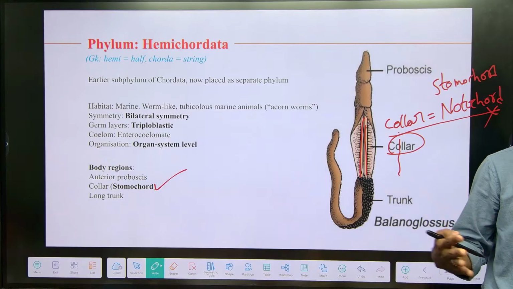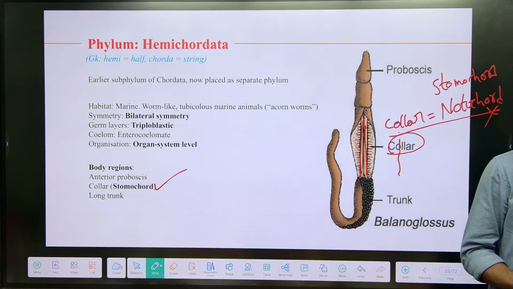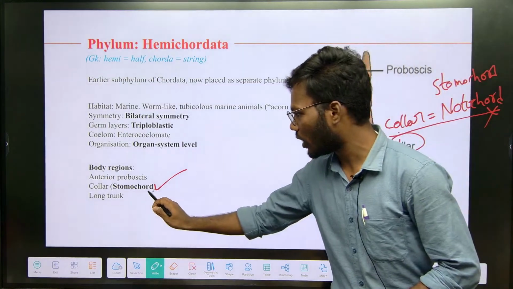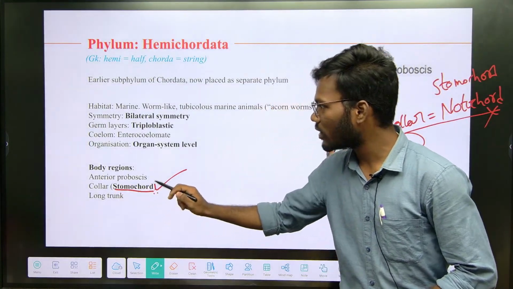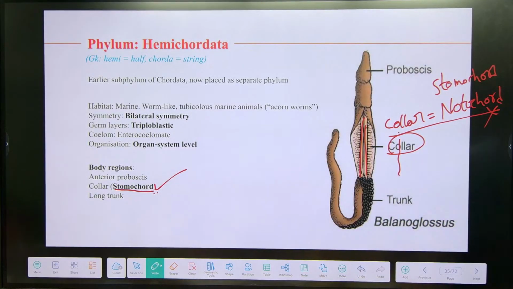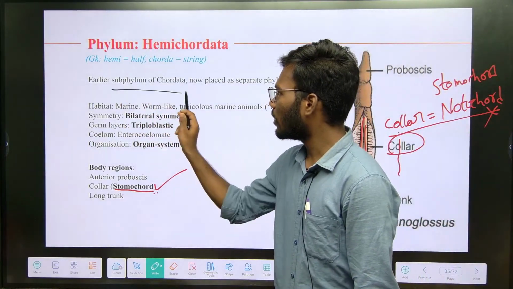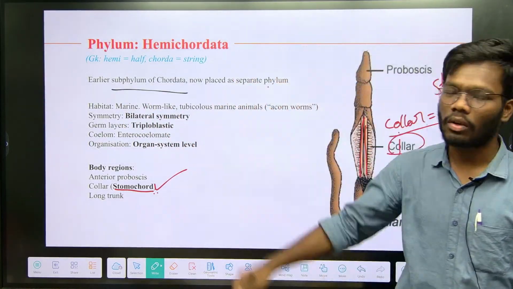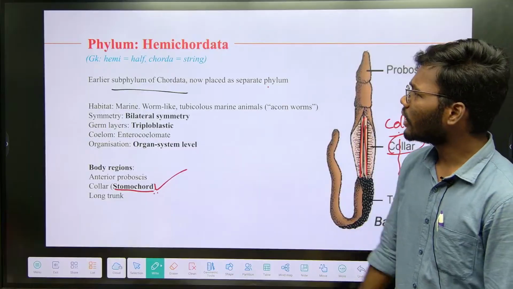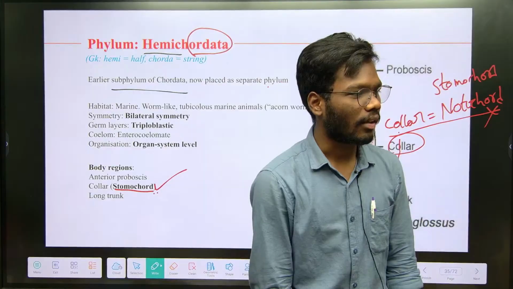It's a primitive characteristic feature of chordata. So that's why they gave it another name, stomochord, and they gave a separate phylum called hemichordata, which is included in non-chordates. Understand? So this was earlier a subphylum of chordata, now placed in a separate phylum called hemichordata. Hemi means half, of chordata, the notochord-bearing animals.